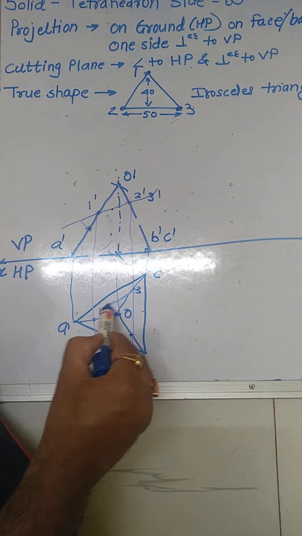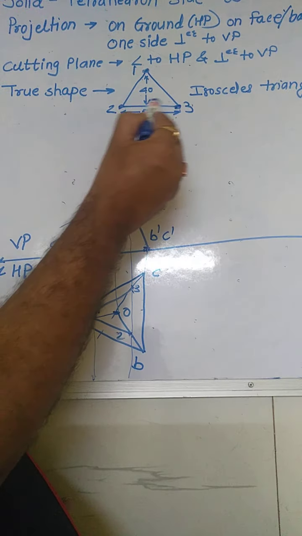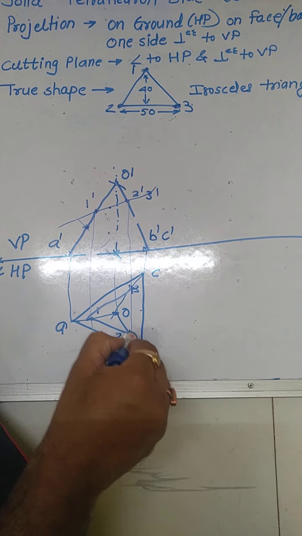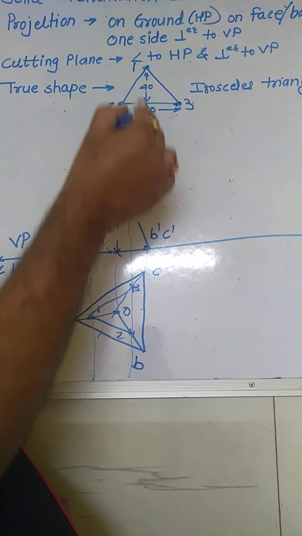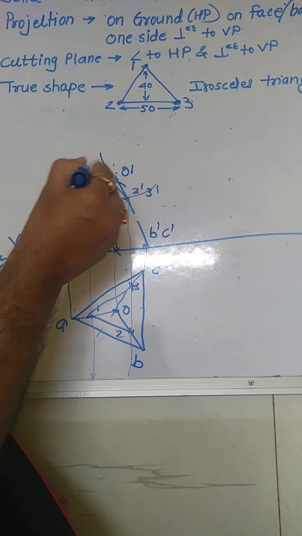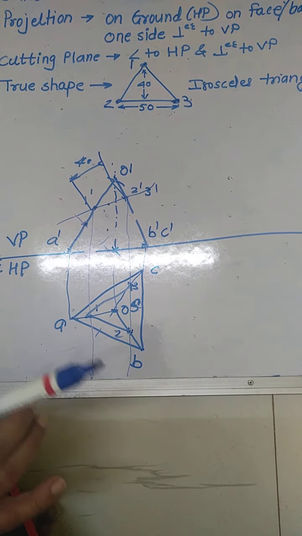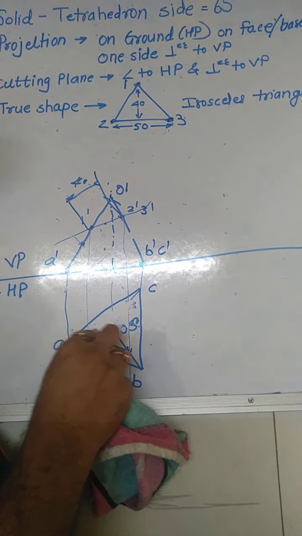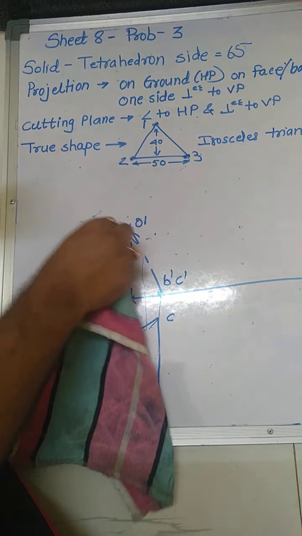That means from here you will get the size of this base. 50, you will have to adjust 50 here. And this length will provide you the altitude. This will provide you the altitude. From here you will get the 40 and from here you will get the 50. This we'll have to check first. Now you got the complete idea of where you will get the dimensions from.